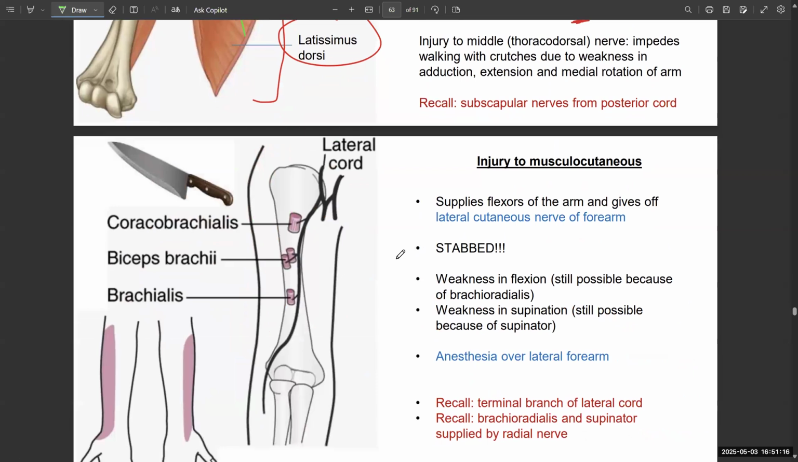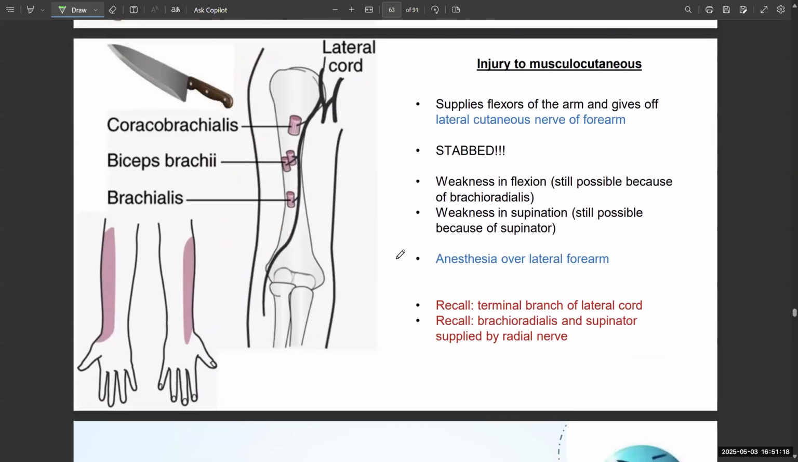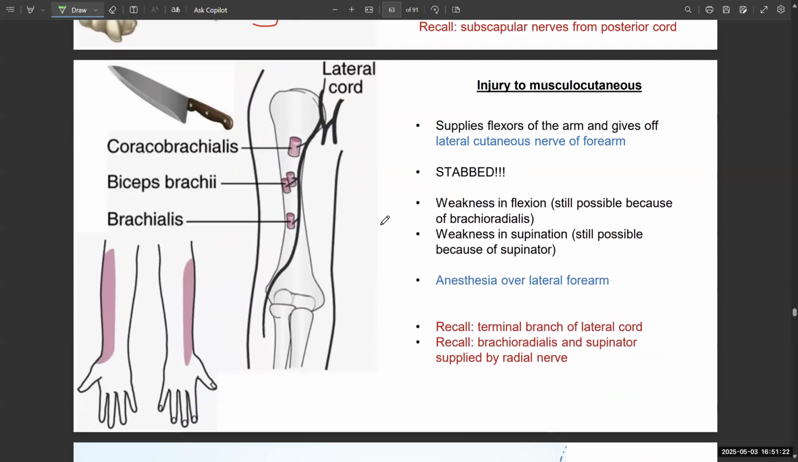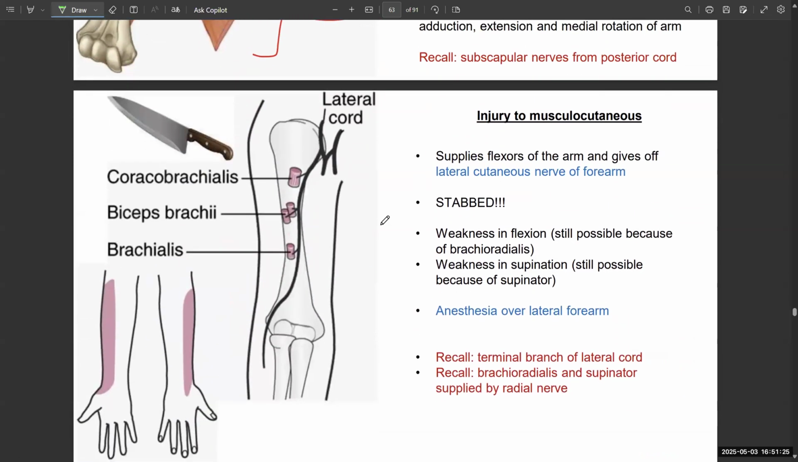Then we talk about injury to the musculocutaneous. This is the simplest one that there will ever be. So I tried adding some jokes to the slides, but this lecture is nothing to joke about, so it's like whatever. Let's lock in.